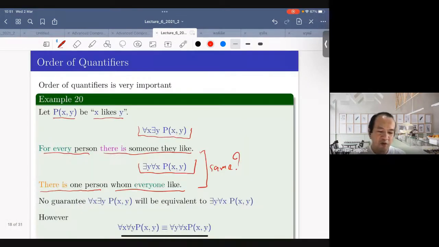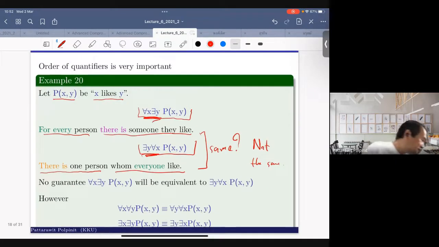Which means that this sentence is not the same. The sentences are not the same, which means that you cannot just swap "for all" and "for some", and "for some" and "for all". Any question for this one?